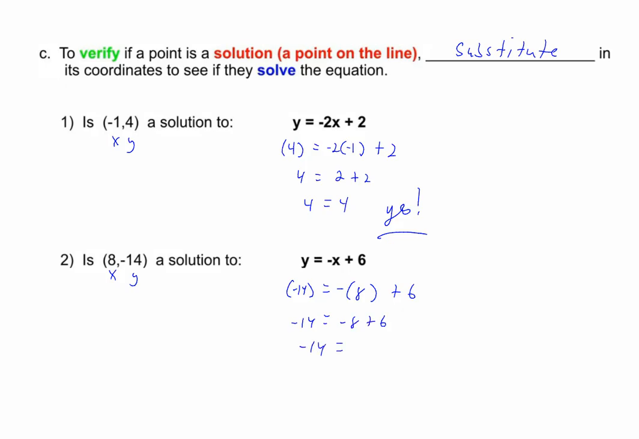Well, this last one ends up negative 14 equals negative 2, and that would be a no. That point is not a point on the line. How many got no on that second one?